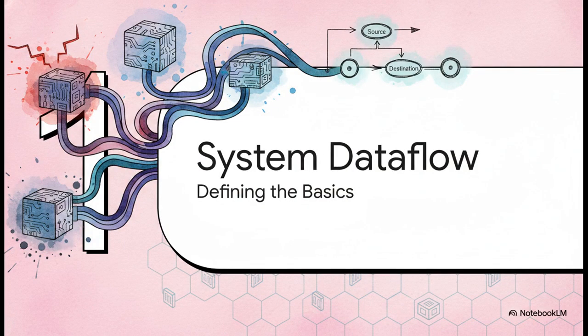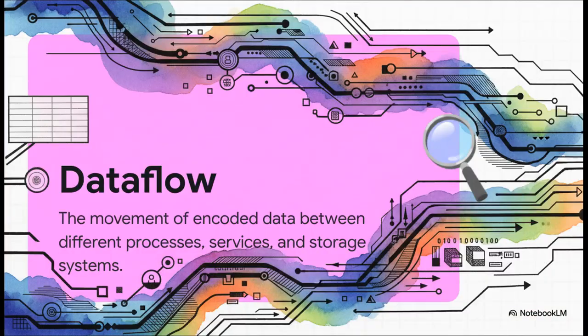Section 1. Defining system data flow. Let's start with the basics. So before we can even think about building complex, highly scalable architectures, we really need to understand how the isolated parts of a system actually talk to each other. Because, without communication, you don't really have a system at all. You just have a bunch of lonely computers.